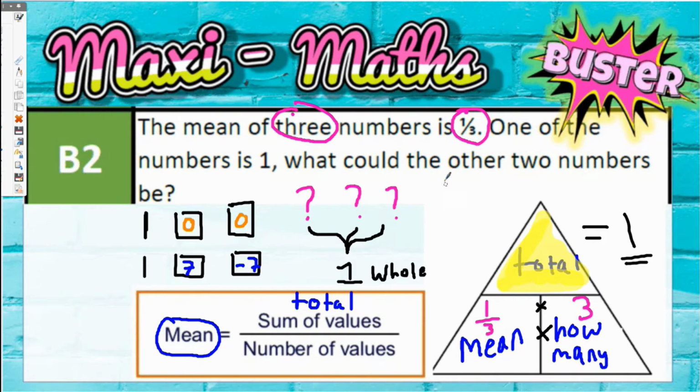You could even have, let's do a couple more examples and I think we'll get the picture. You could even have 1, minus 12 and positive 12, because they all add up to a whole one, and 1 divided by 3 is still a third. You could have 1 and 40 and then have minus 40 here. That still adds up to a whole one. So there's a few examples of three numbers with a mean of a third where one of the numbers is 1.